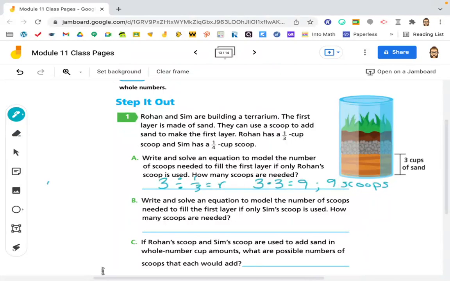Then it says write and solve an equation to model the number of scoops needed to fill the first layer if only Sim's scoop is used. How many scoops are needed? That means we would be doing 3 divided by 1/4 equals S. So we would do our related multiplication sentence. The reciprocal would be 3 times 4 equals 12. So that would be 12 scoops.